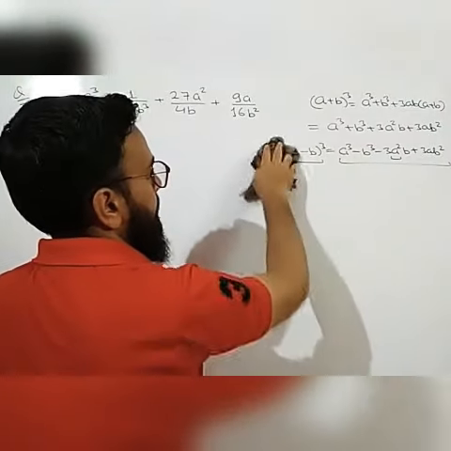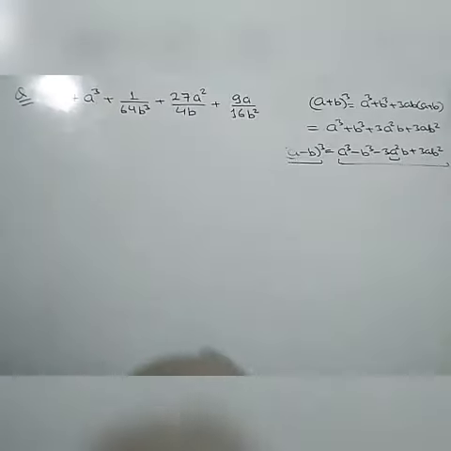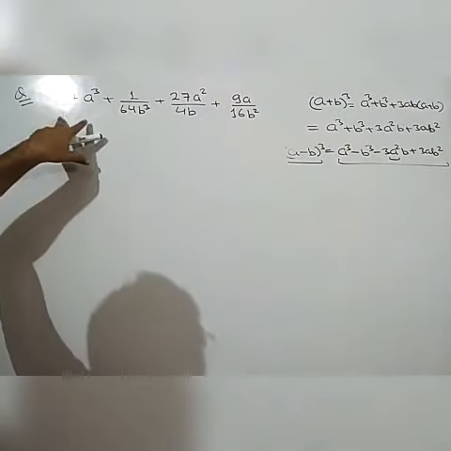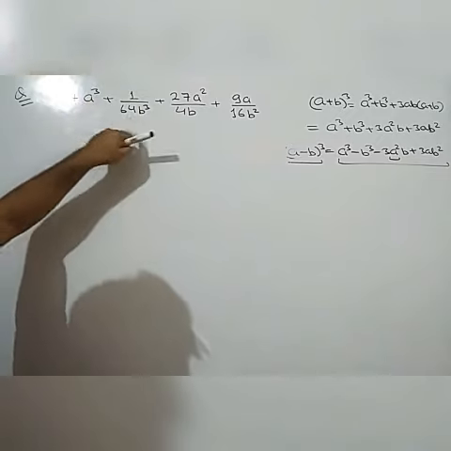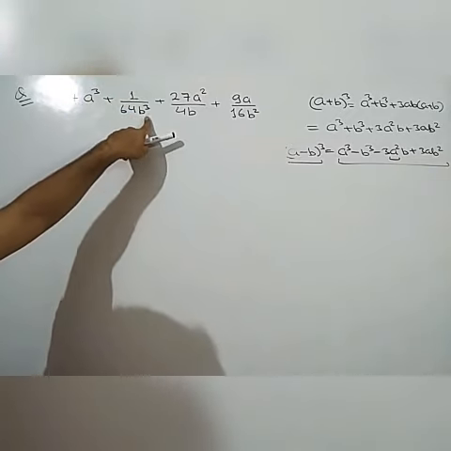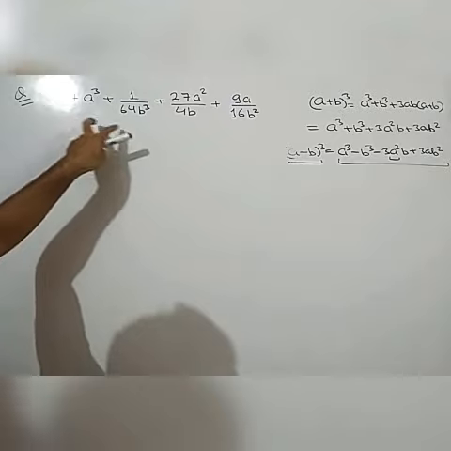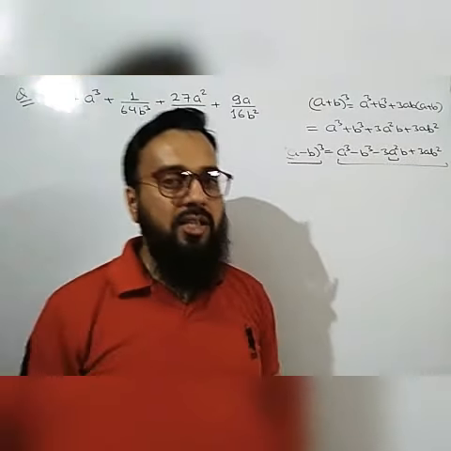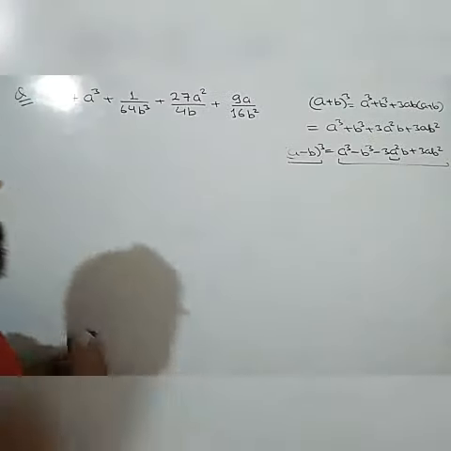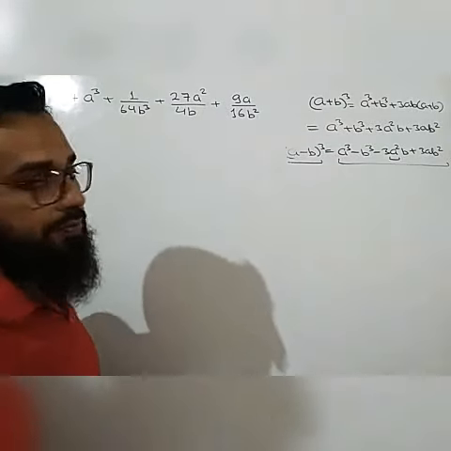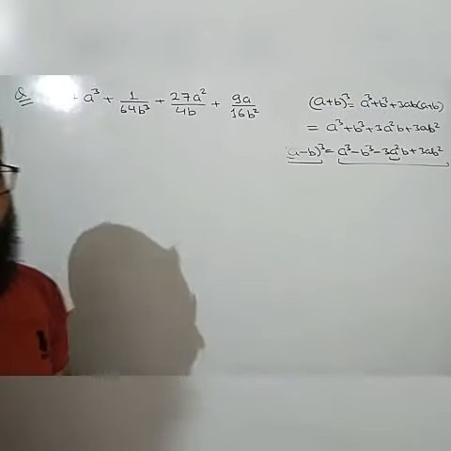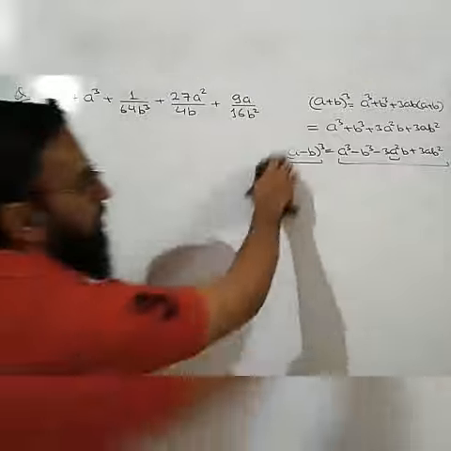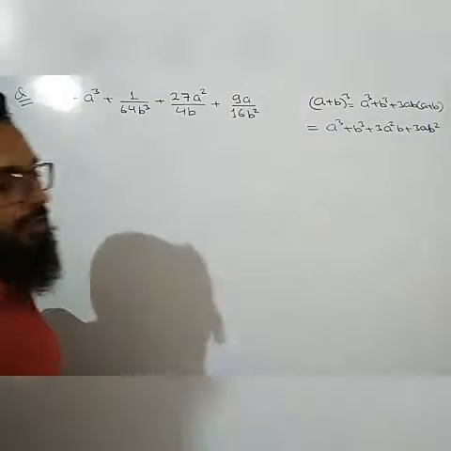So again the same question it is, because how many number of terms? There are 4 terms again, and in 2 terms there are cubes: 27a cube and 1 upon 64b cube. It means this particular question can be converted in terms of a plus b whole cube or a minus b whole cube. But by checking the signs, all the signs are positive. It means it will be converted in terms of a plus b whole cube. Okay, so what is the formula of a plus b whole cube? First we will write that formula.